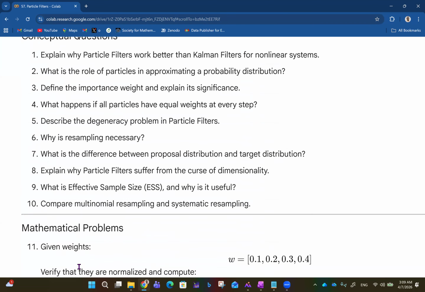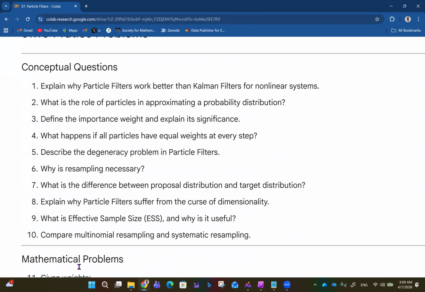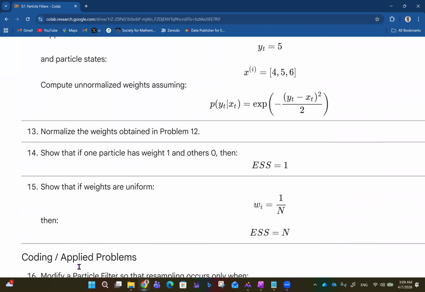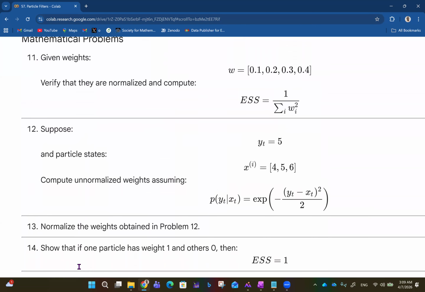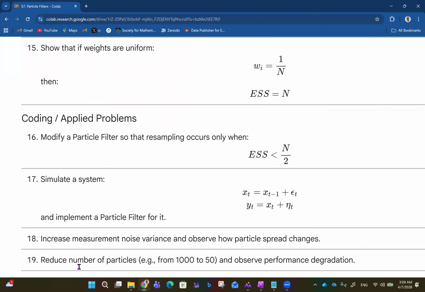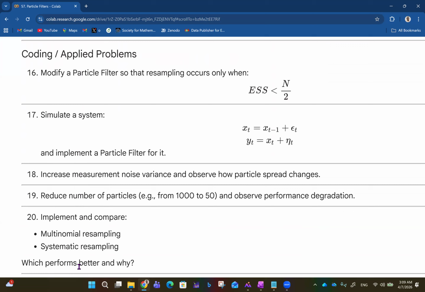Again, look at questions 1 to 10, conceptual questions that you can just answer, and then all the rest. So you have 11 to 14, then you have 15 to 19, then 16 to 20. All right, let me know how helpful this is for you.